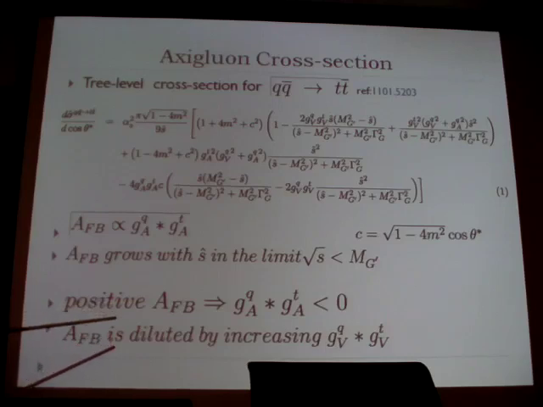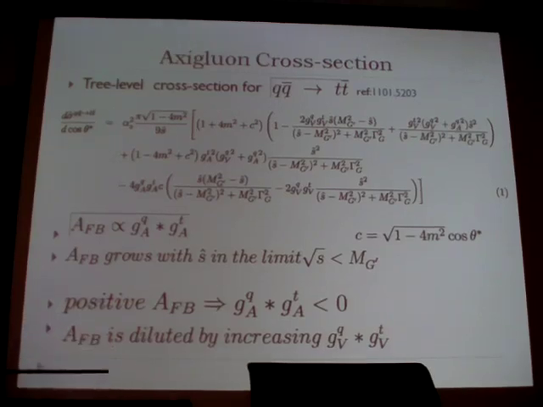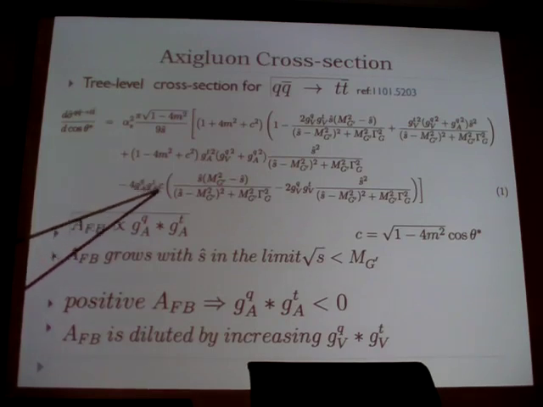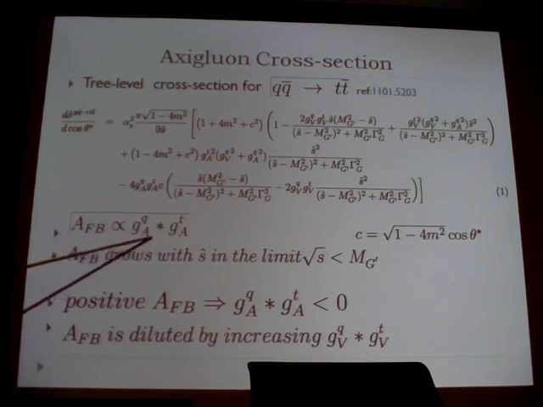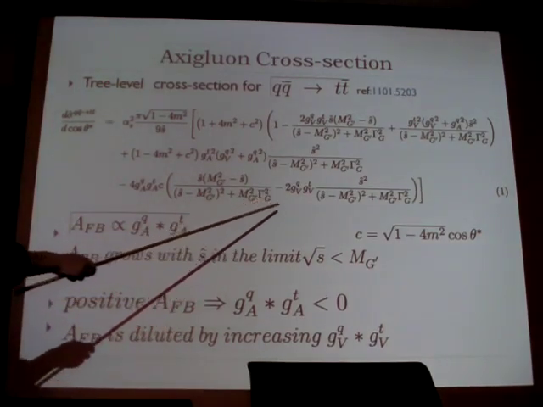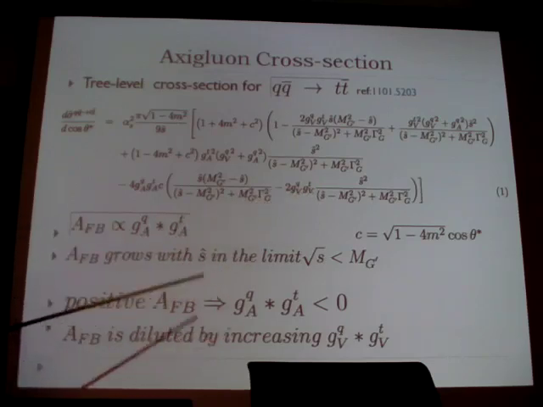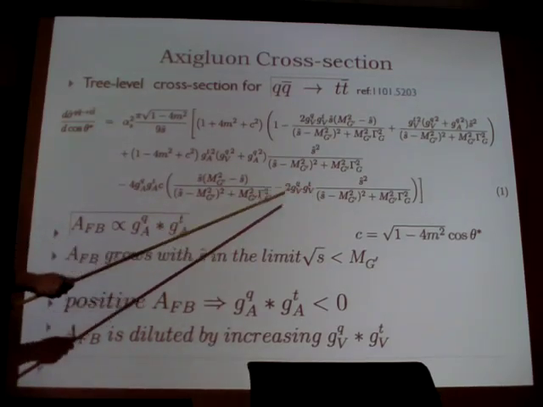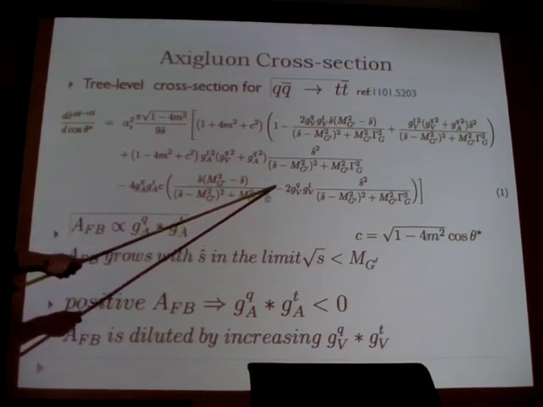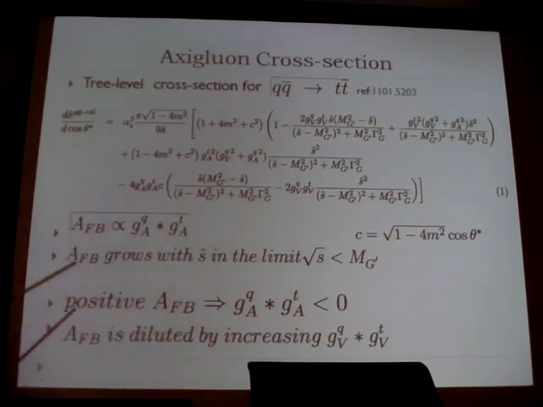Yeah. We can also see that the size of the asymmetry is approximately linear in the product of these two couplings. And if we increase the vector coupling of the Axigluon to quarks, then the size of the asymmetry will be diluted due to the sign here.